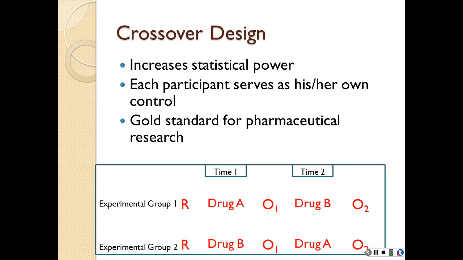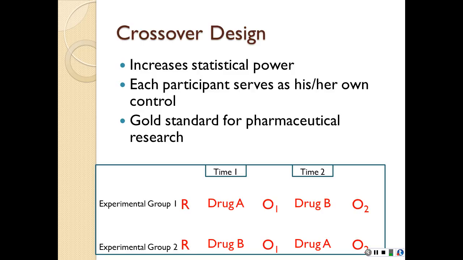Now, there's another design, which helps deal with some of the issues of needing a bajillion people to do this all in a 4 group program. The crossover design. Because in the crossover design, each person counts as their own control. So, you randomize people to 2 groups. And at time 1, experimental group 1 gets drug A, and experimental group 2 gets drug B.